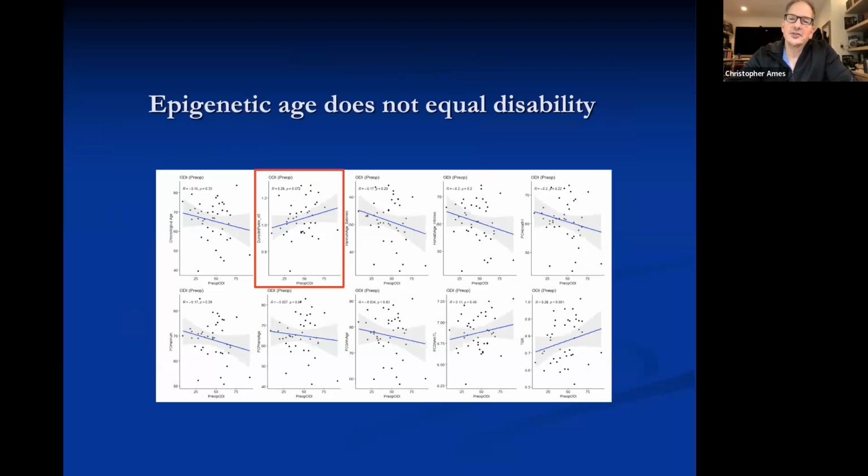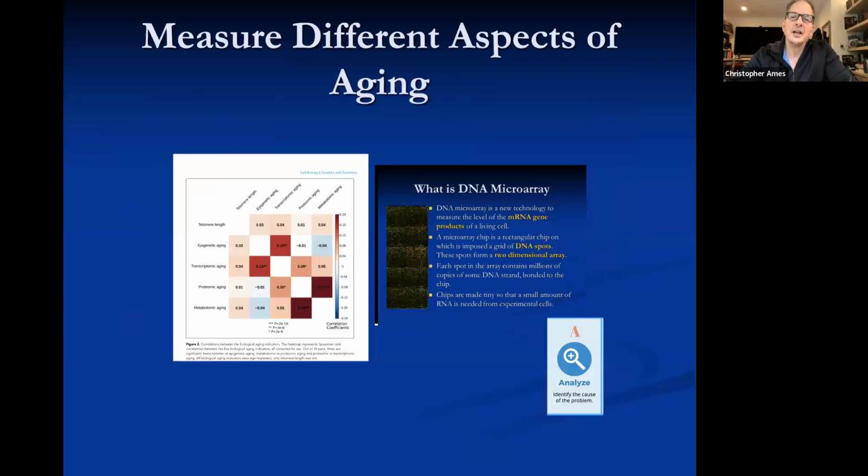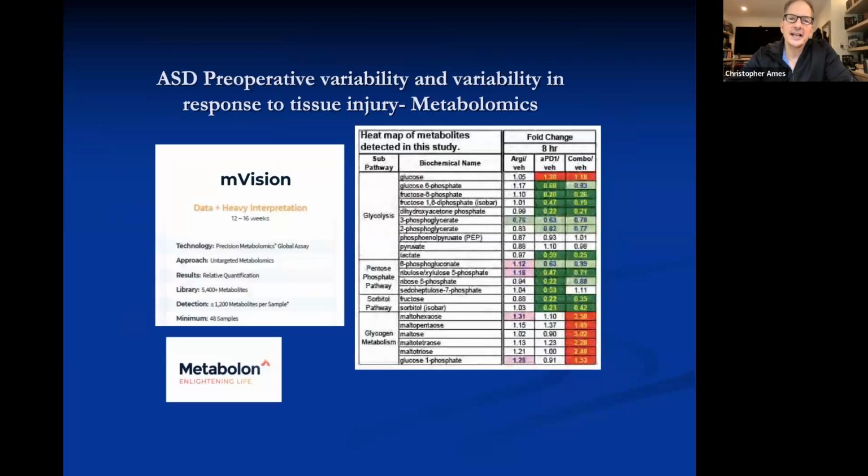It's also measuring something different. Epigenetic age did not equal the disability scores that we typically use. There was not a relationship. And we think that this is going to be one part of the equation. So we may continue to use telomeres. We're going to add in epigenetic aging.